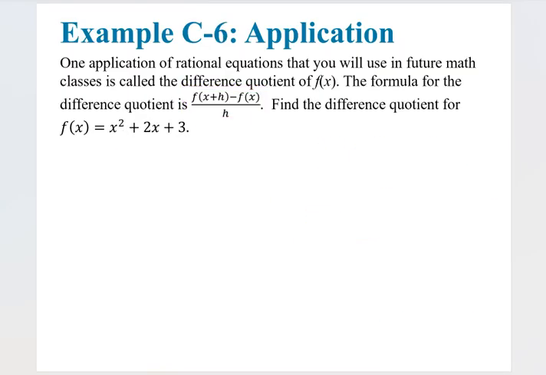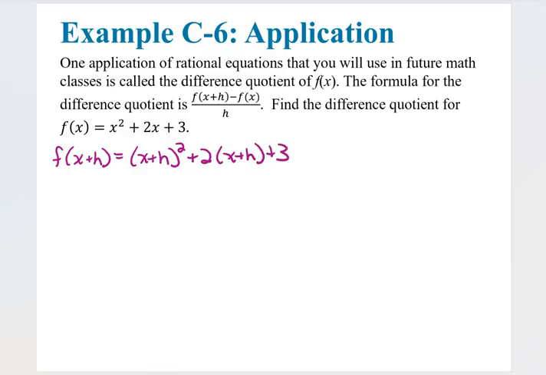All right, so here's a more challenging one. Same difference quotient, same thing. But this time we need to find the difference quotient for this function, f of x equals x squared plus 2x plus 3. So again, first thing we need to find is that f of x plus h. So everywhere I see an x, I'm going to put x plus h. So x plus h squared plus 2 times x plus h plus 3.